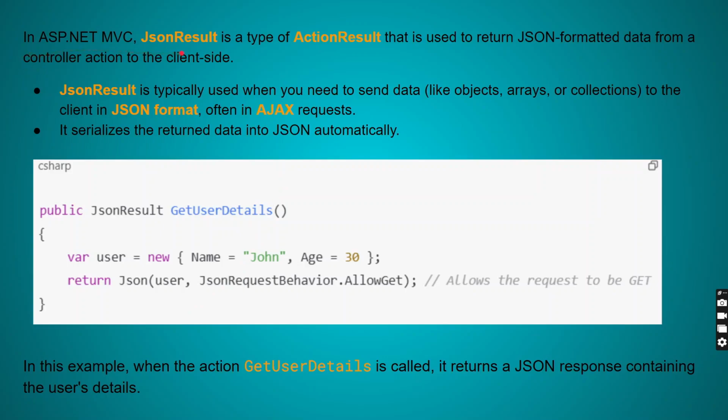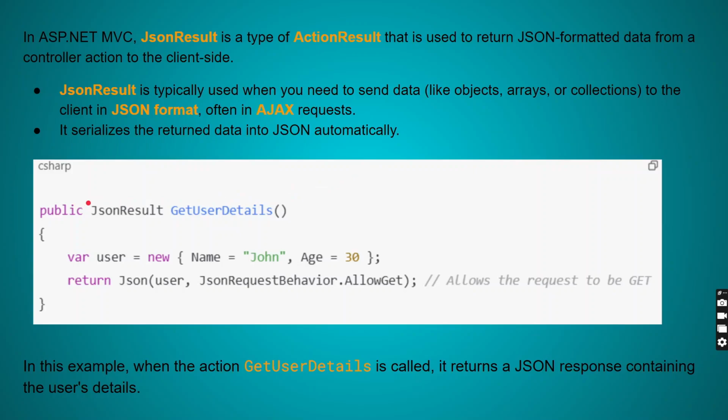In ASP.NET MVC, JSON result is a type of action result that is used to return JSON formatted data from a controller action to the client side. JSON result is typically used when you need to send data like objects, arrays, and collections to the client in JSON format, often in an AJAX request. It serializes the returned data into JSON automatically.